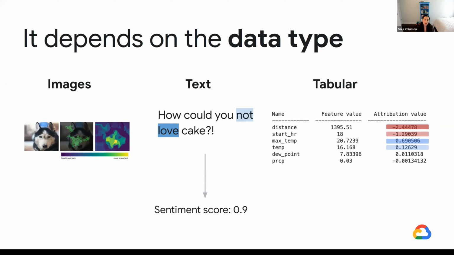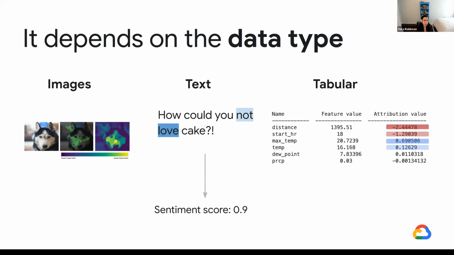In the text example, we have a sentiment analysis model that's predicting whether given text is positive or negative sentiment. And in this case, explainability can highlight the words that contributed to a particular prediction. And this example is actually showing how explainability can be used to uncover fairness issues. So in this case, it looks like our model is picking up on the right signal. So it's using the words not and love to understand the sentiment of this particular sentence.